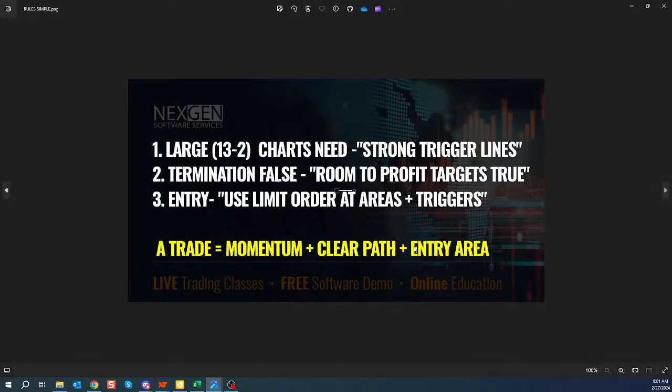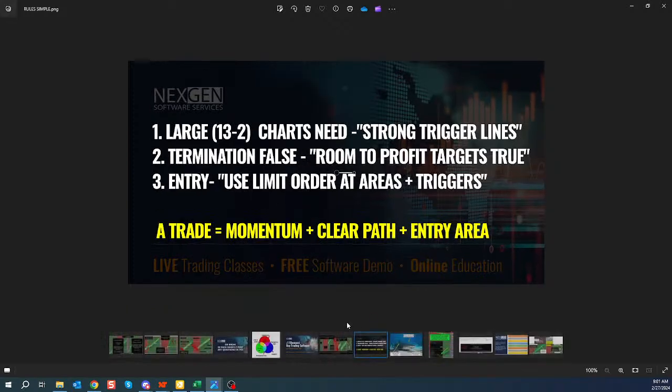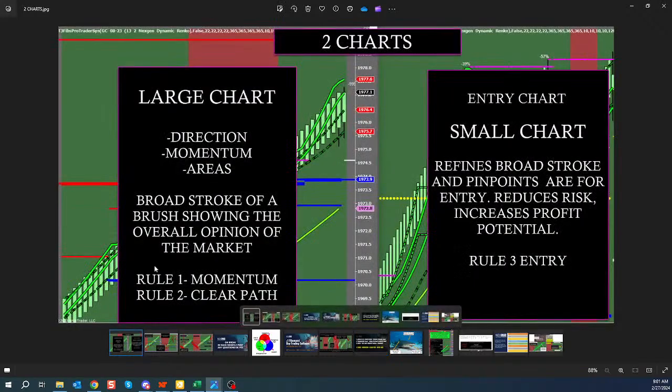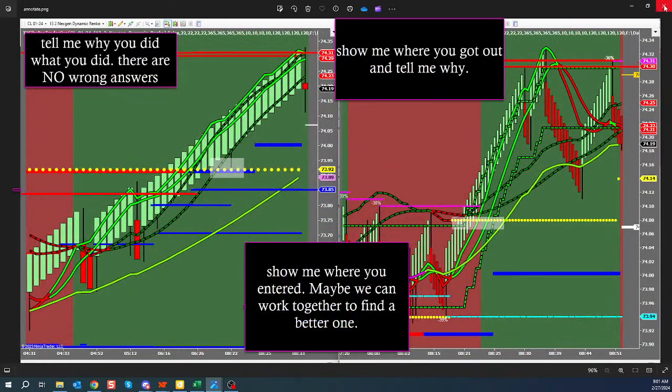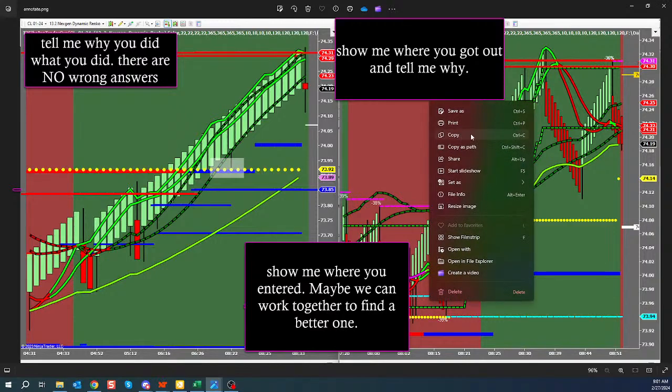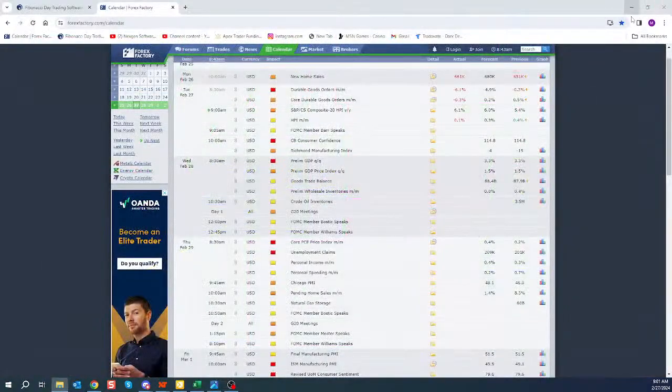I'm going to show you up here. So we're going to talk about this a lot. We're going to talk about momentum, a clear path, and entry. And we're going to do it on only two charts. We're going to keep it very, very simple this morning. We're going to talk about a large chart defining direction, momentum, and areas. We're going to talk about a small chart refining what the large chart tells us to find an entry. And the reason that I did that first, and I don't usually do that first, is because we're going to take pictures this morning. But first, we're going to look at news, guys.